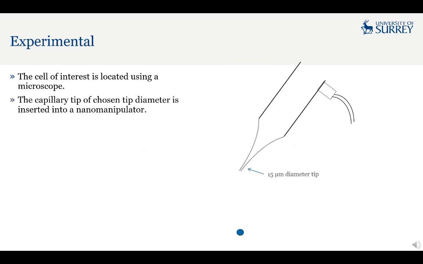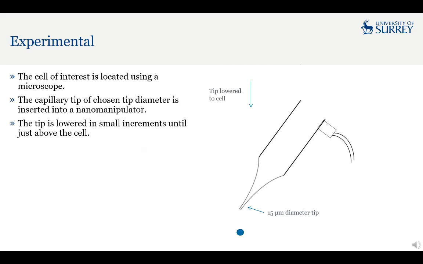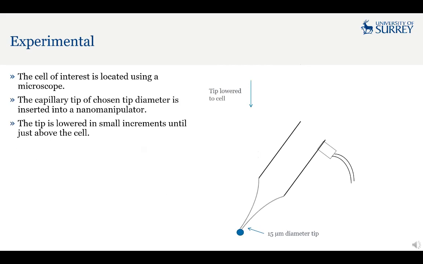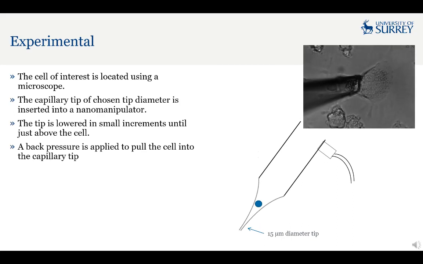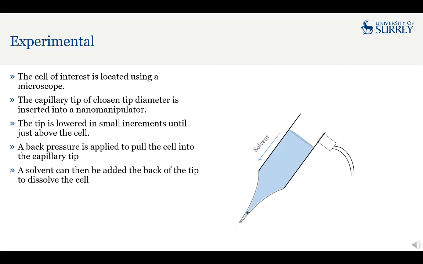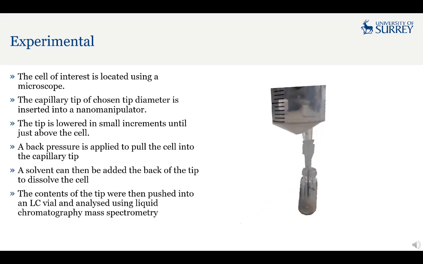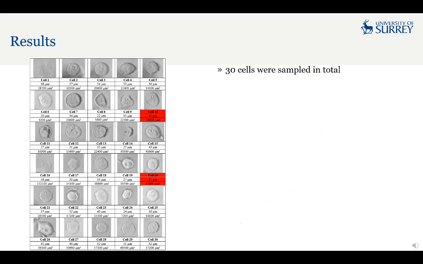The capillary tip of chosen tip diameter, in this case 15 micron, is inserted into a nanomanipulator. The tip is lowered in small increments until just above the cell. A back pressure is applied to pull the cell into the capillary tip. A solvent can then be added to the back of the tip to dissolve the cell, in this case 50-50 methanol or ethanol. The contents of the tip were then pushed into an LC vial and analysed using liquid chromatography mass spectrometry. In total, 30 cells were extracted and analysed using DAPNe.